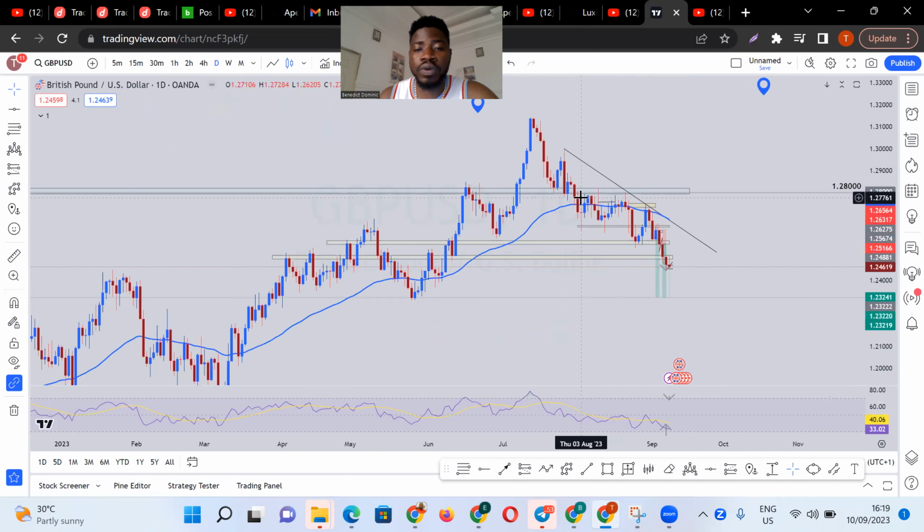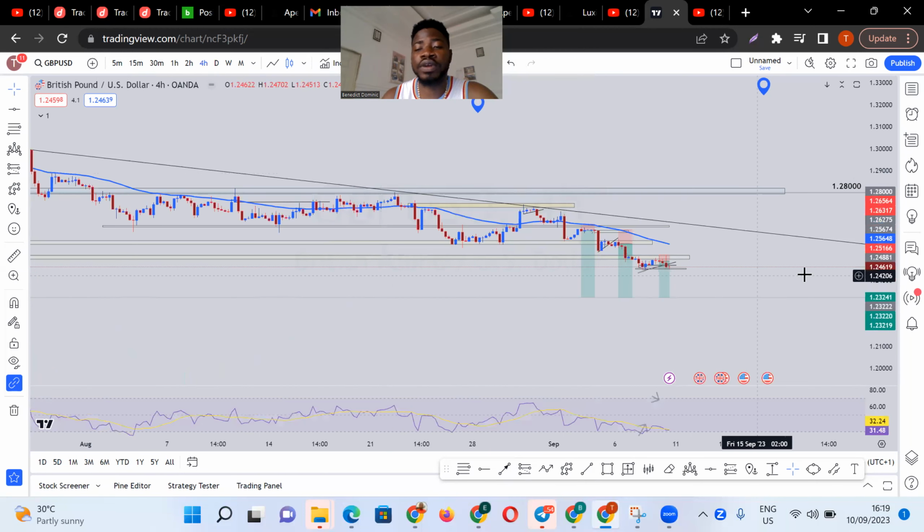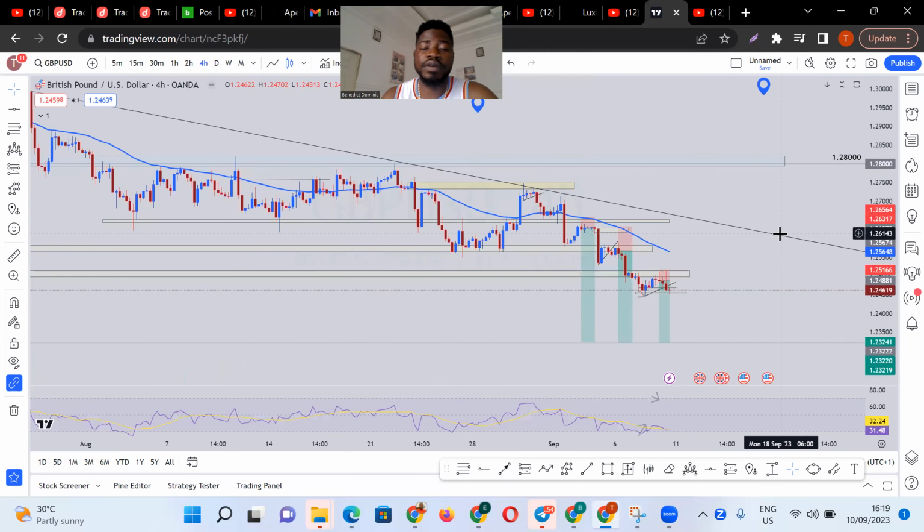Okay. So right here, when I was doing this analysis, you see on the daily time frame, we are still bullish. So I wasn't interested, but you can see what happened at the area of interest. Well, this is not what I'm here to show. On the 4-hour time frame, we are bearish.